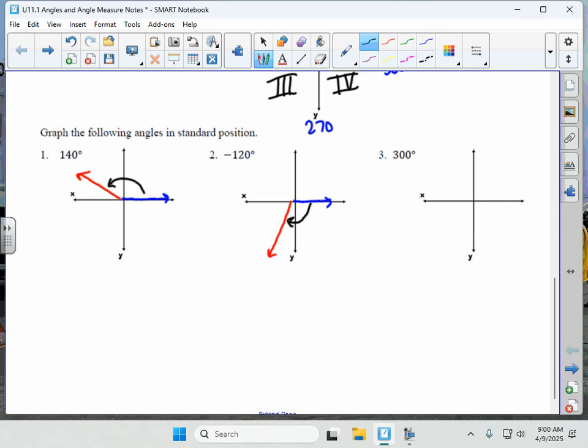300 degrees. All right, so again, there's our initial side. 300 degrees is going to be more than 270, but less than 360. So 300 degrees is probably about right there. Again, our angle of rotation, we want to show that in the counterclockwise direction, that we went in the positive direction. So that's about 300 degrees.